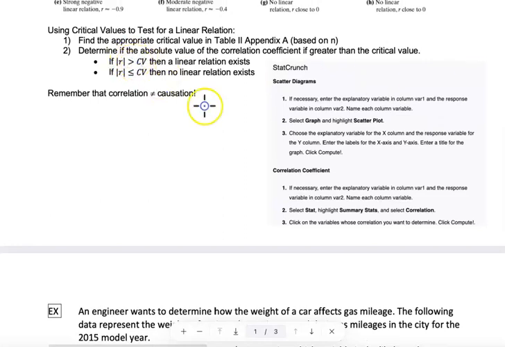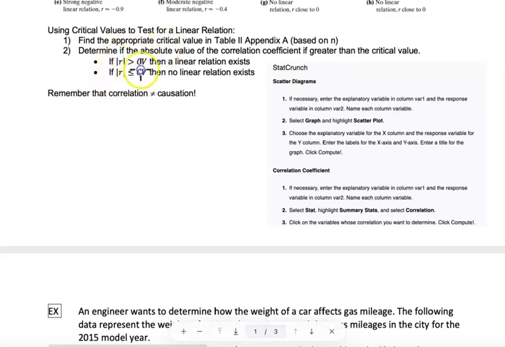So I'm going to teach you how to use a table for finding critical values to test. This is Table 2 in Appendix A. So you are going to need to go to the appendix in your text in order to look for the appropriate critical values. So we find the appropriate critical value in the table.